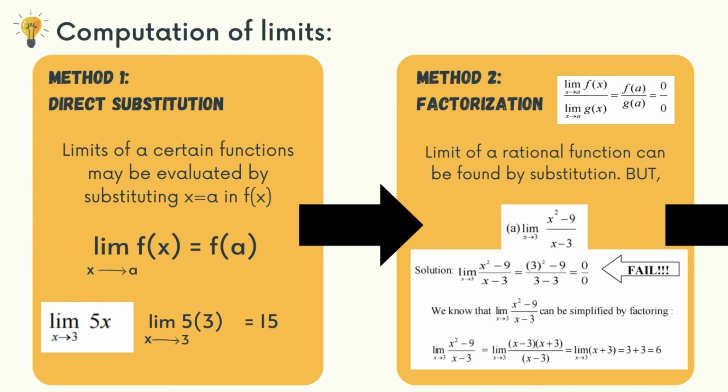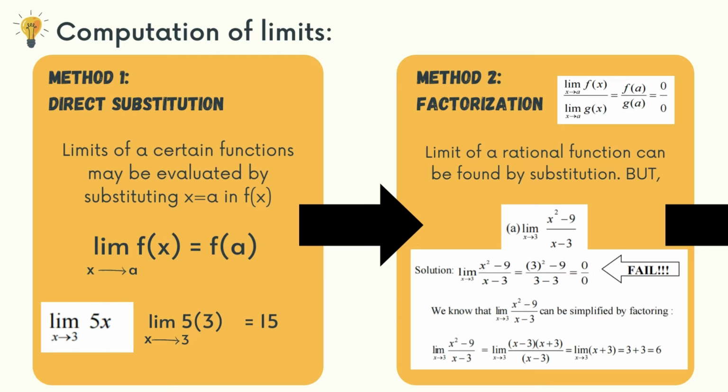The limit of a rational function can be found by substitution, but if the value obtained in the end is 0 over 0, which is undefined, the answer is not acceptable. So we must use the factorization method to obtain an answer that is not undefined.